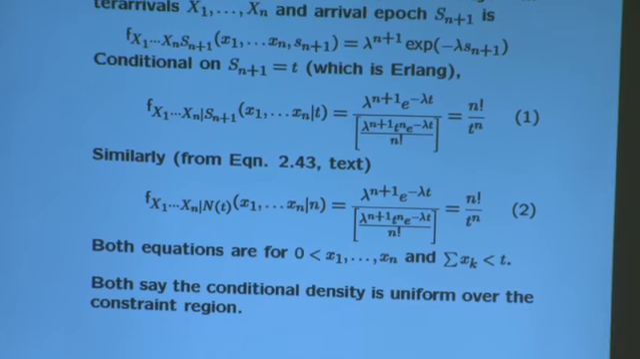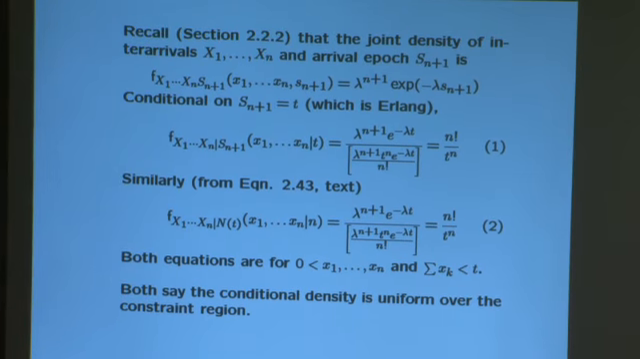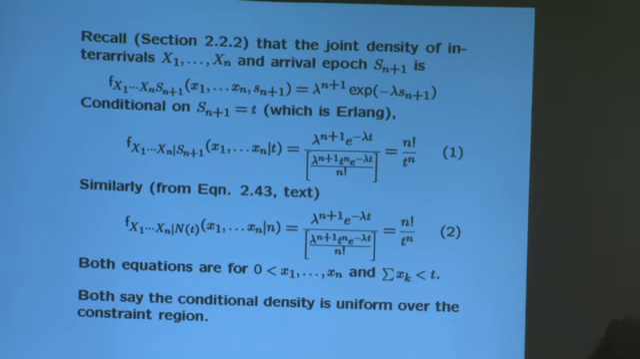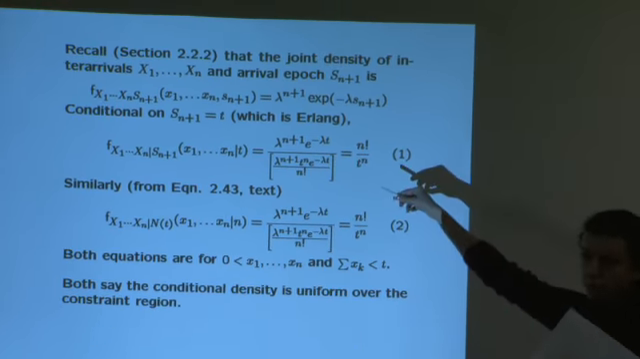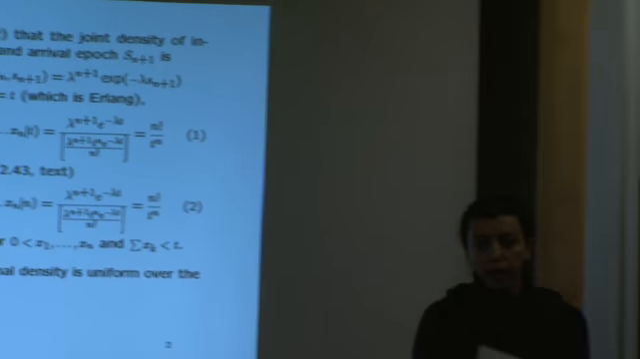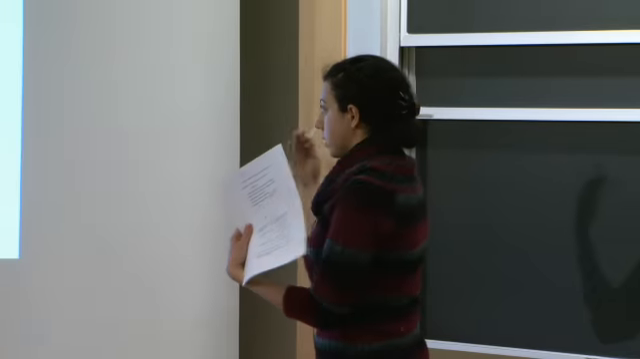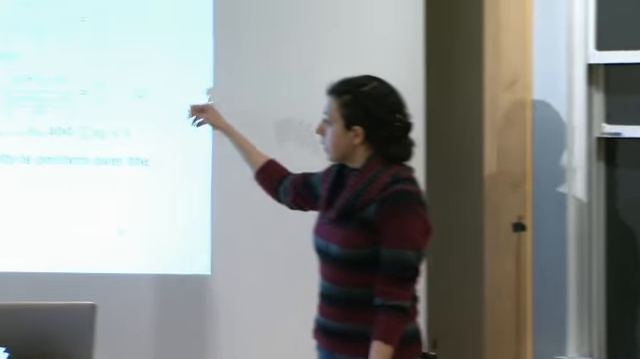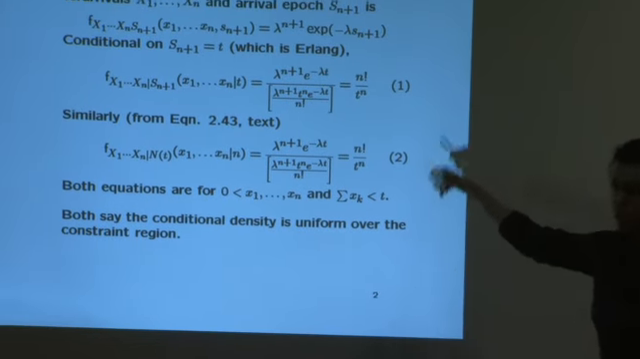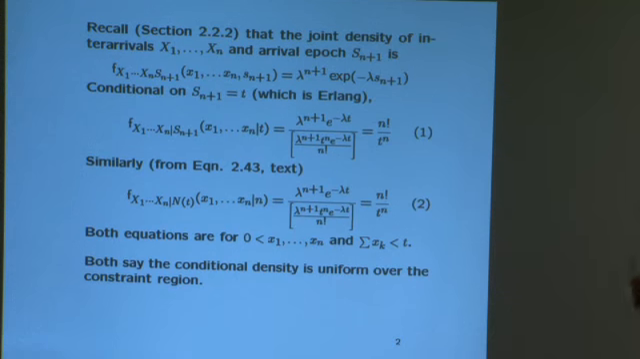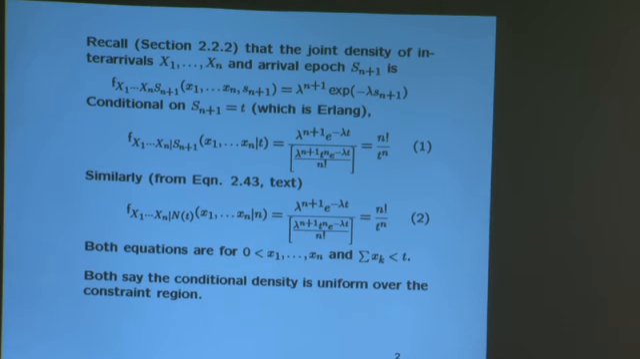So, no matter if we are conditioning on N(t) or S_{n+1}, the last arrival time or the number of arrivals at some time instant, the conditional distribution is uniform, subject to some constraints. Is there any question?